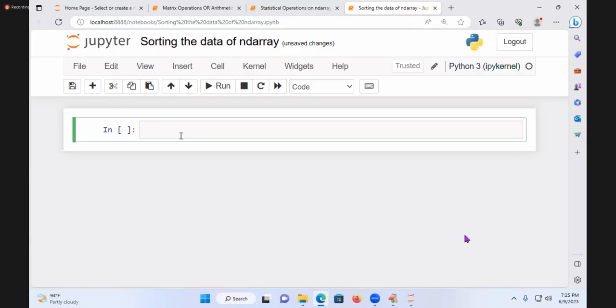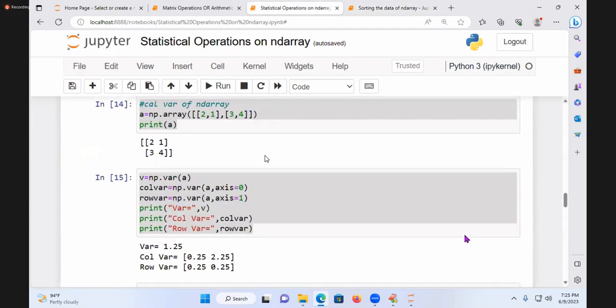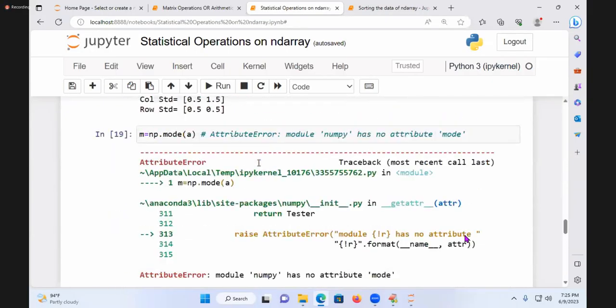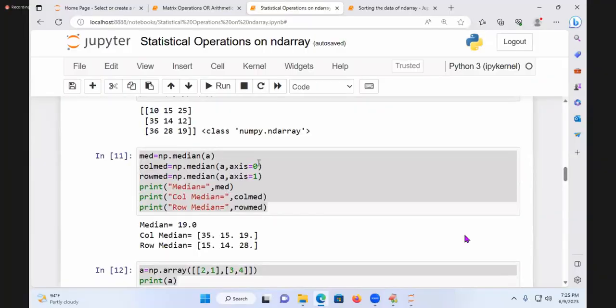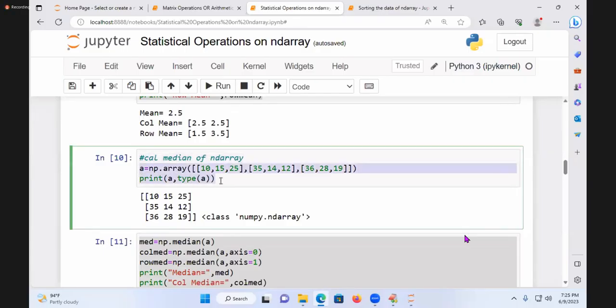So, sorting the data. Import NumPy as NP. Now I will go for taking certain data. Which data will I take? Take some elements which are available here. Say, take some elements here. This part you take.